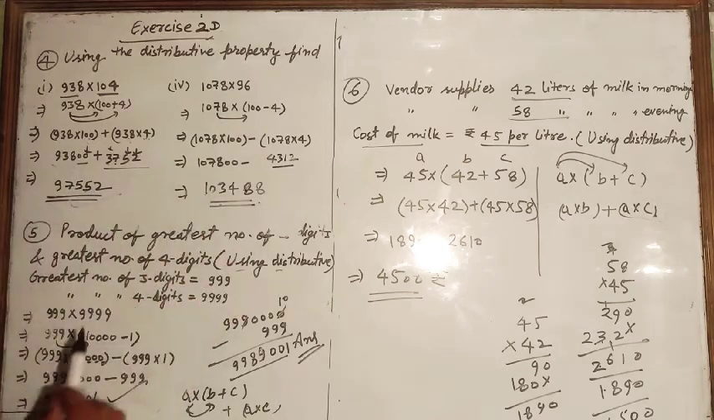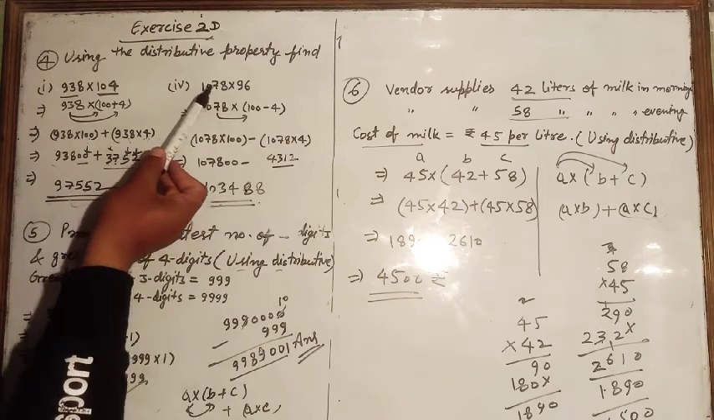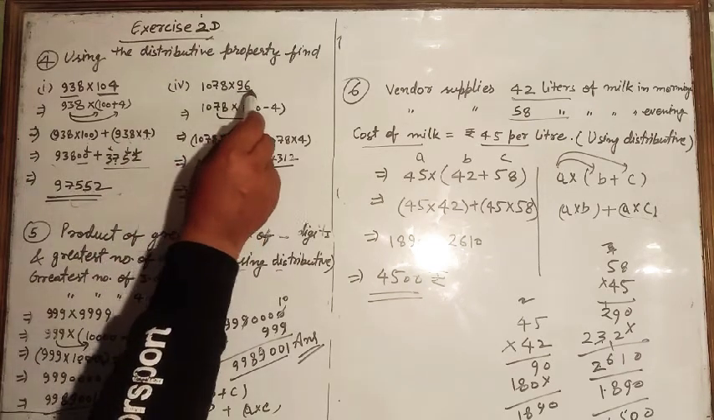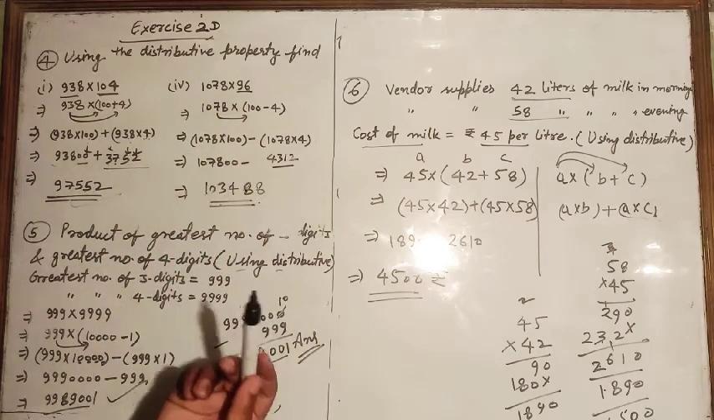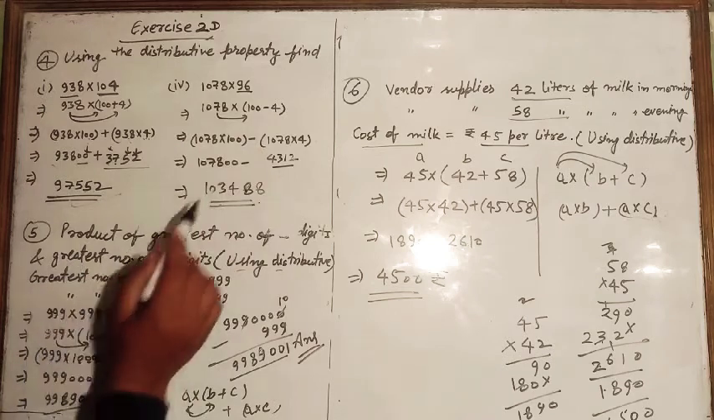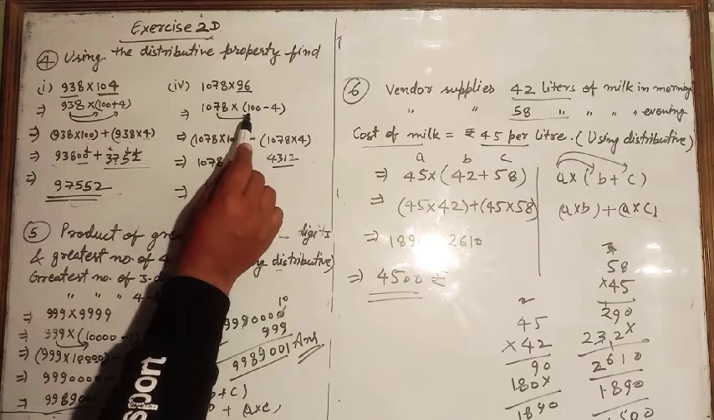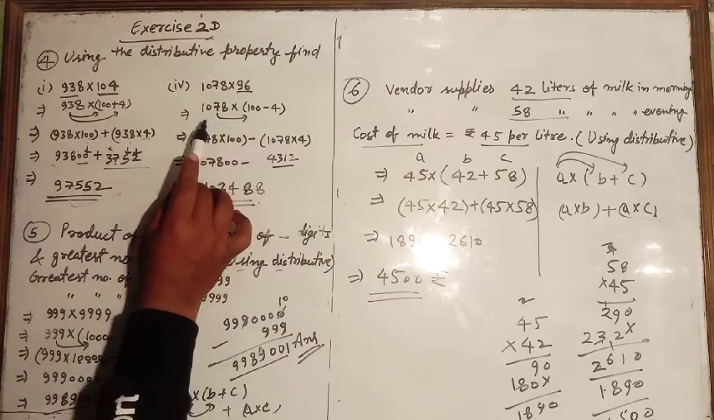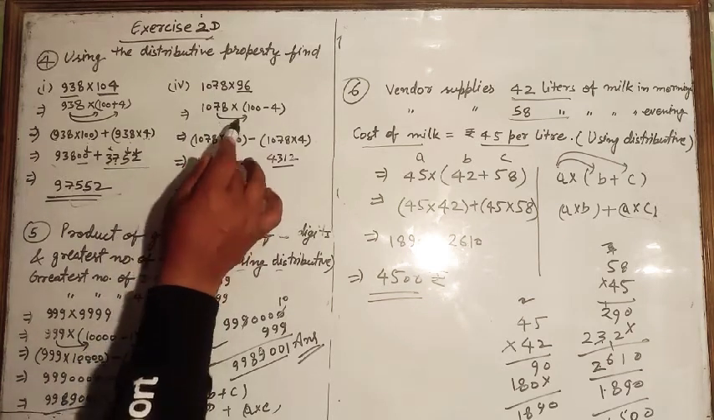Now come to the fourth part. Here it is 1078 into 96. Again we will divide it into two parts, by adding or by subtracting. For 96 we can write the nearest 100, that is 100 minus 4. Now this will be the distributive property in subtraction.